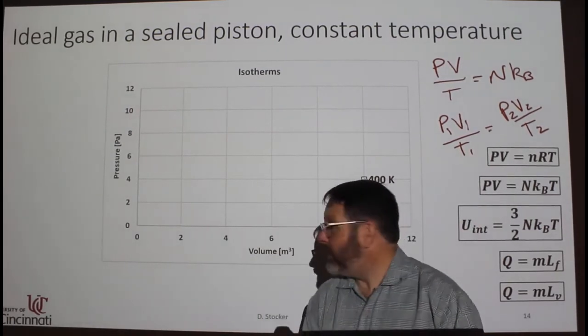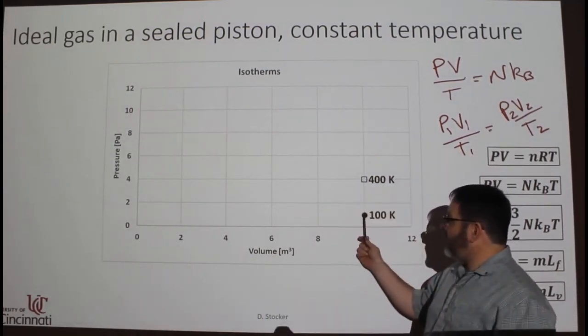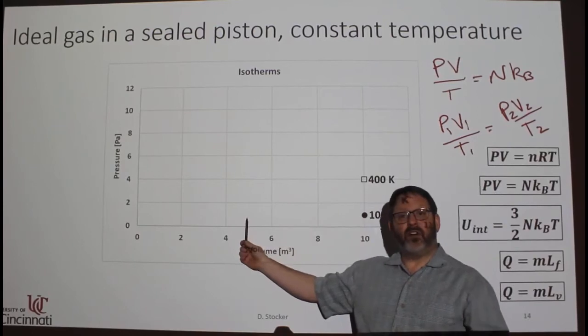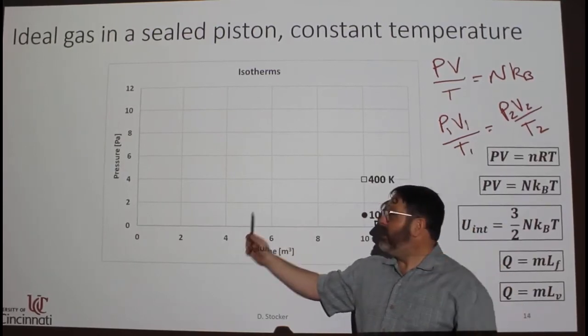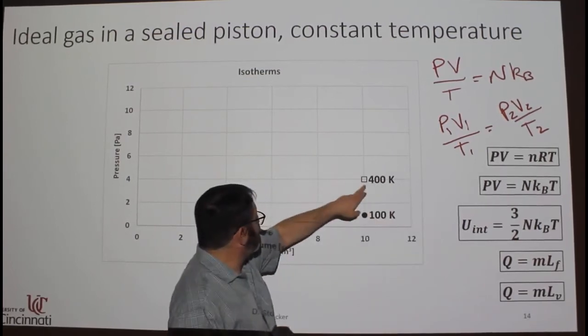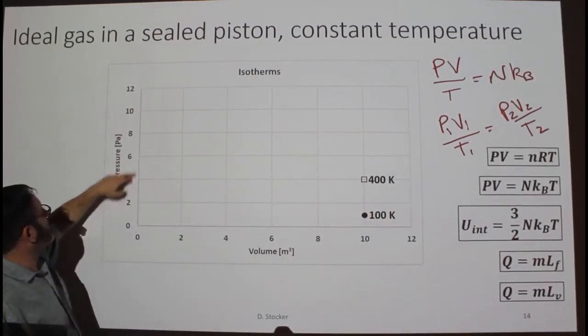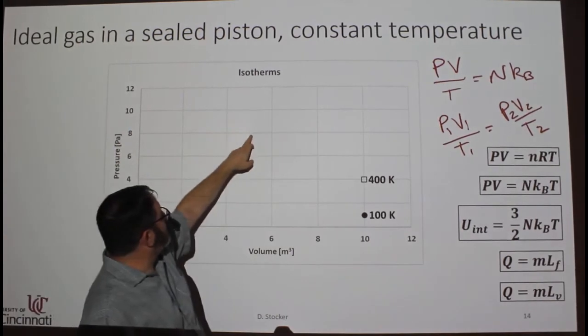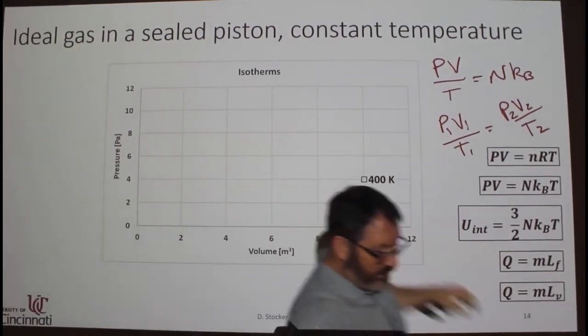So for example, if I went from 10 to 5, my volume went down by a factor of 2, that means my pressure has to go up by a factor of 2. So instead of being 4, it would be here at 8. So 5 and 8, there should be a point here.